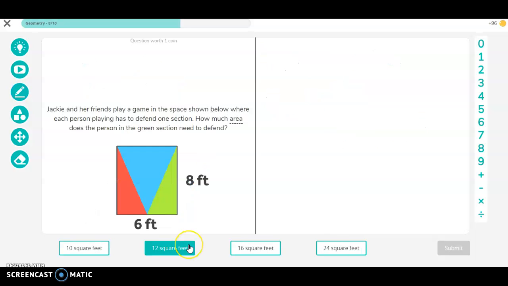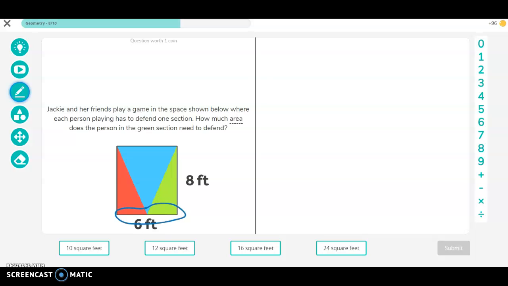Okay. This one says Jackie and her friends play a game in the space below where each person has to defend one section. How much area does the person in the green section need to defend? So we have 8 feet as the height, but base is 6. However, if you look, we are split down here.